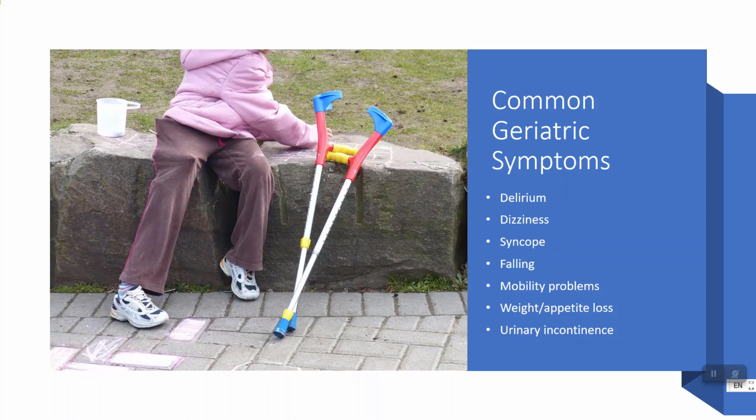Sometimes an older adult will be brought into the office by their daughter or their son, a family member, and they report that mom or dad is confused. We give them a few glasses of water and they perk right up and they're not confused anymore. So we really do want to look for the reason behind the confusion and the delirium.